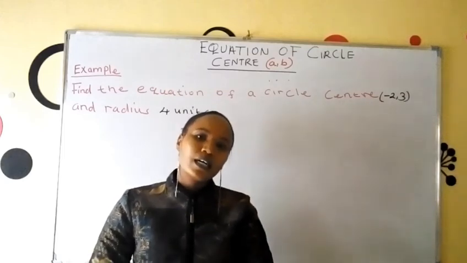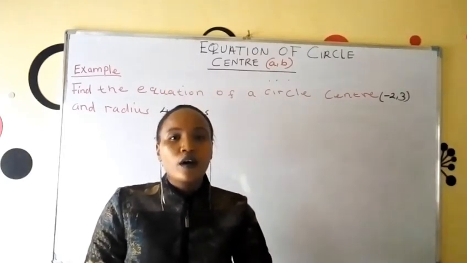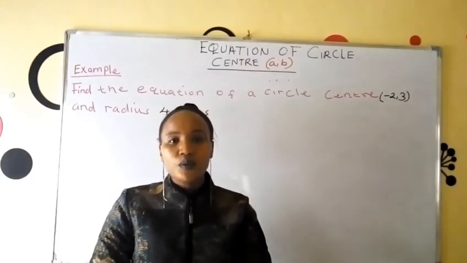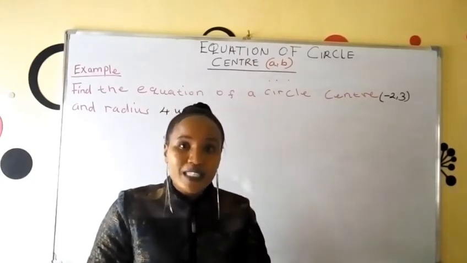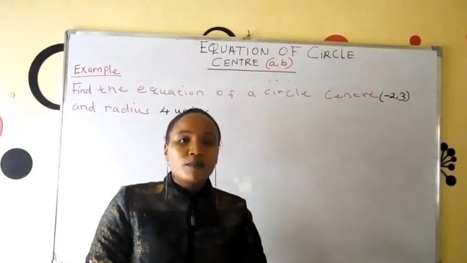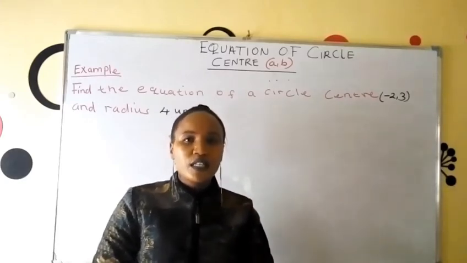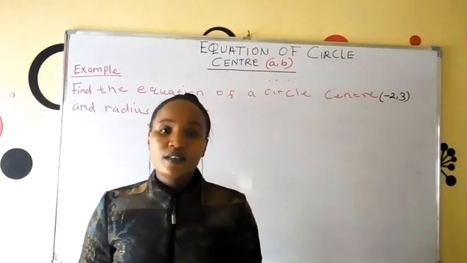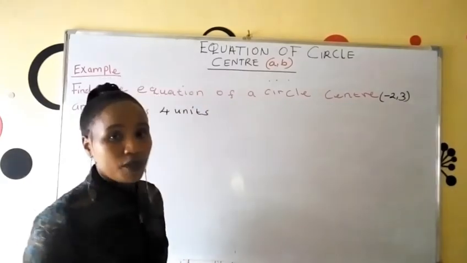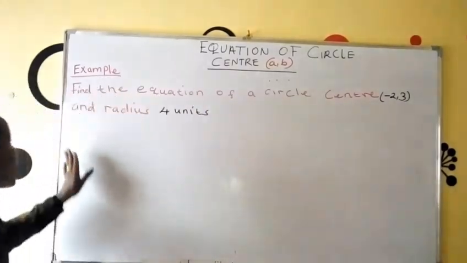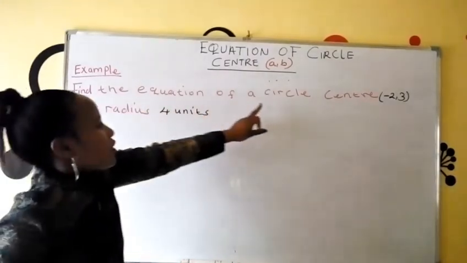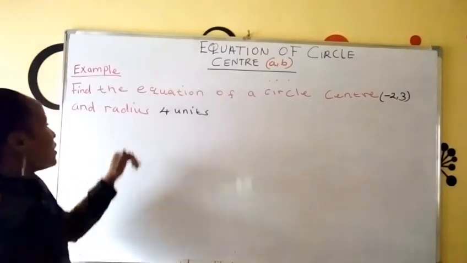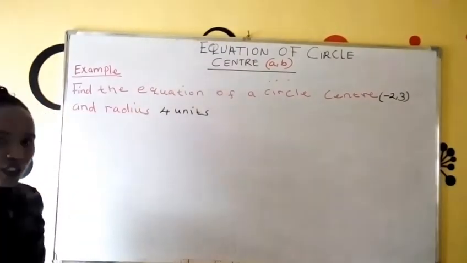In this episode, we are still looking at the equation of a circle. But remember, in our previous tutorial, we were looking at the equation of a circle with center at the origin. In this case, we are going to consider a circle whose center is not the origin. So with me, I have a question here. We are told to find the equation of a circle with center (-2, 3) and radius 4 units.